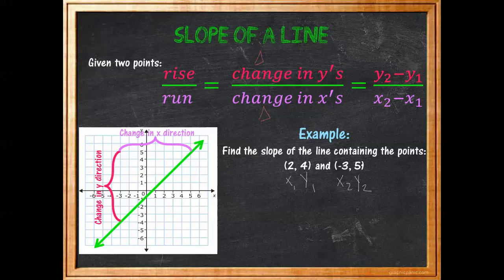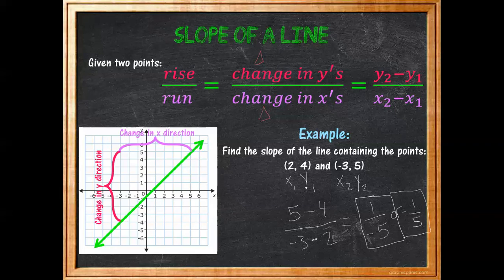And we're just going to plug these numbers in, right? y2 is going to be 5 minus y1, which is 4, over x2, which is negative 3, minus x1, which is 2. Okay, 5 minus 4 is 1, and negative 3 minus 2 is negative 5. So the slope of those 2 points is 1 over negative 5, or you could just say negative 1 over 5. Either one of those is fine.